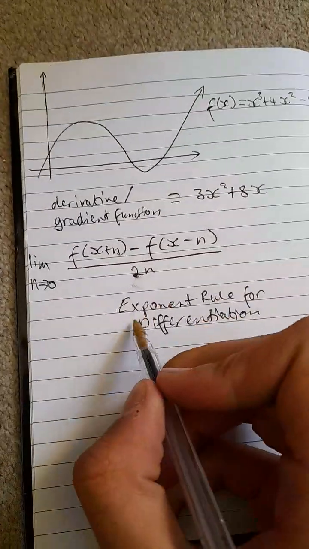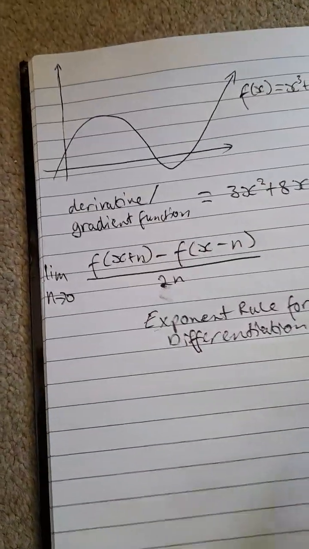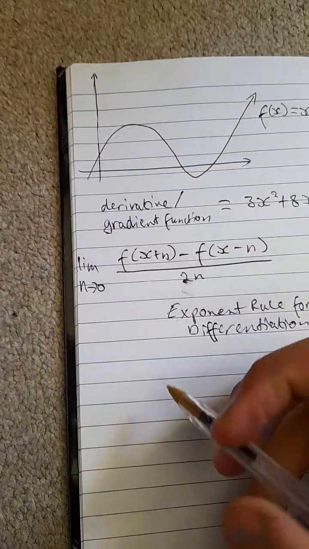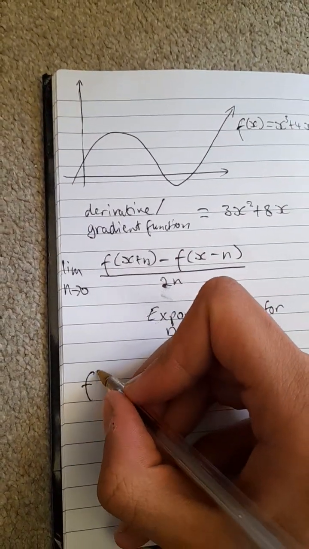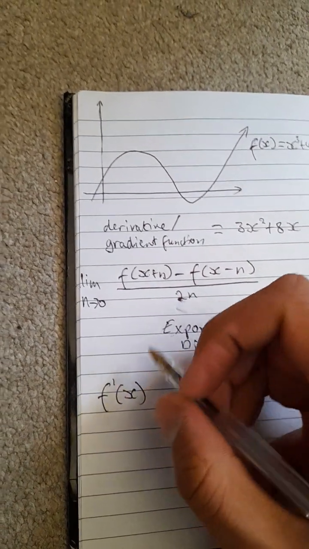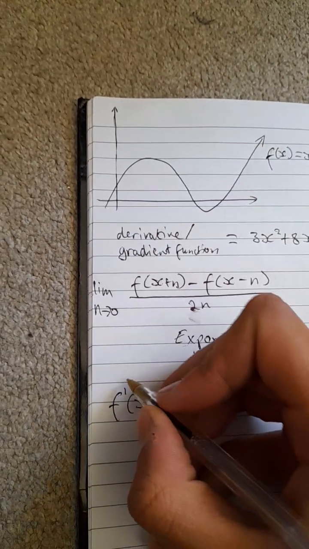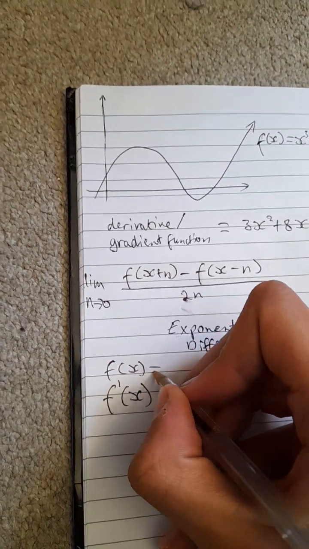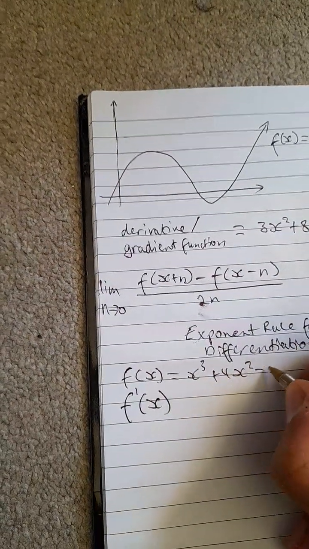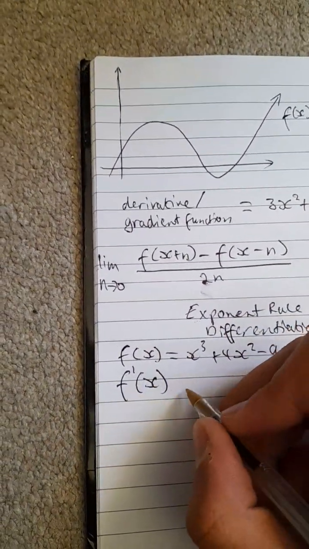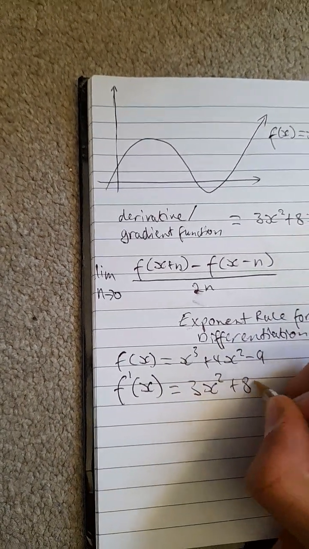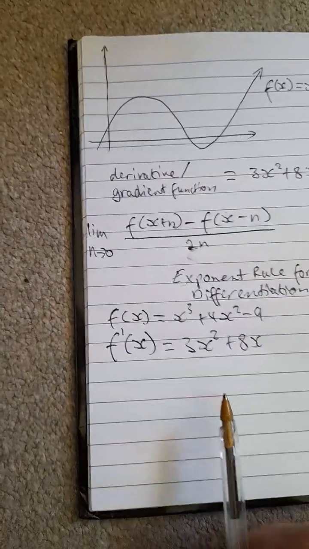Something that I didn't go over last lesson is the notation for this. Well, there are a couple of types. First of all, it could be f dash x. For example, if f of x equals x cubed plus 4x squared minus 9, then f dash x equals 3x squared plus 8x, which is our gradient function or derivative.